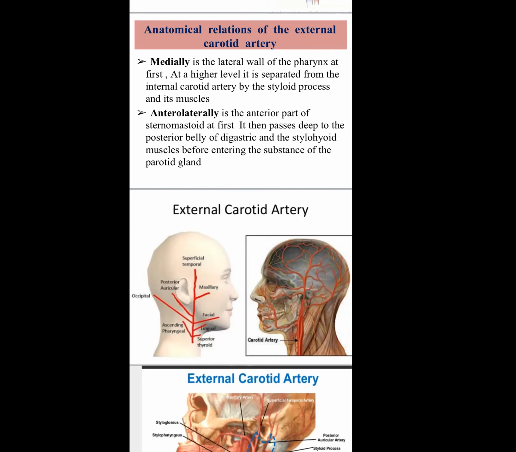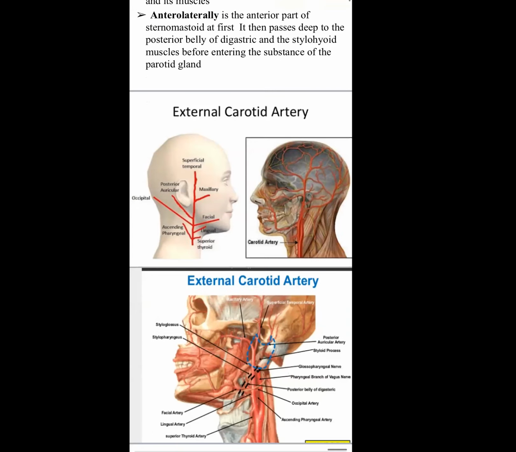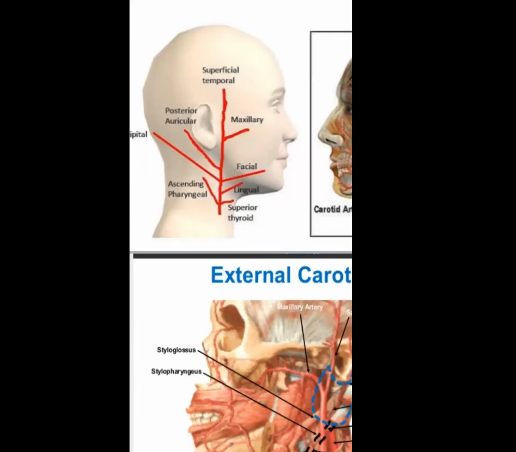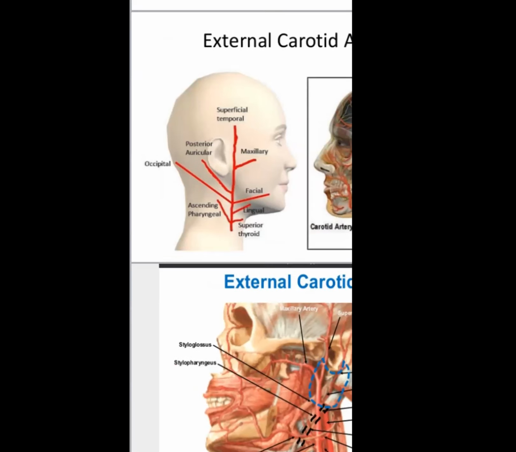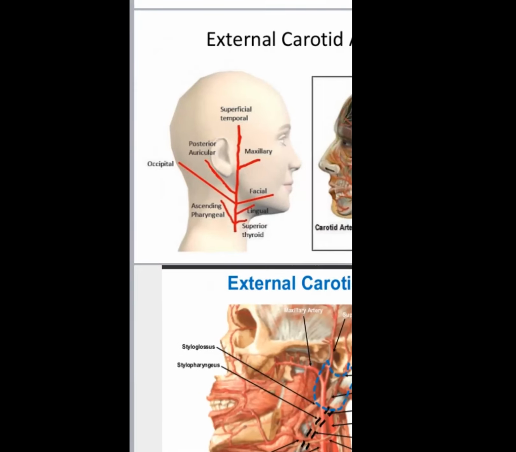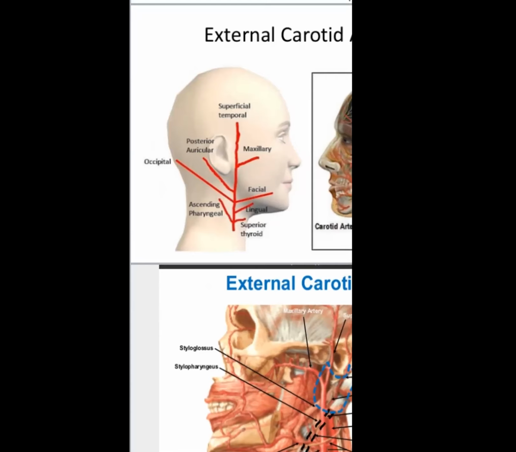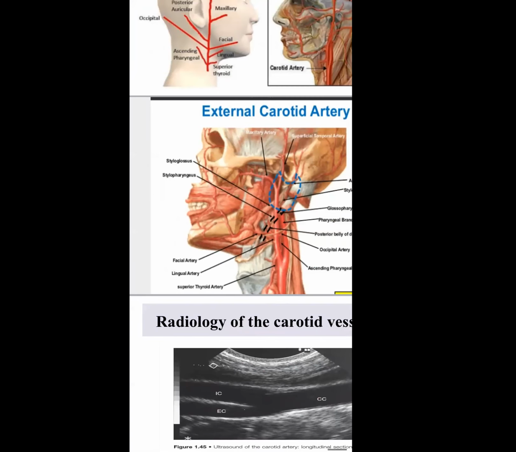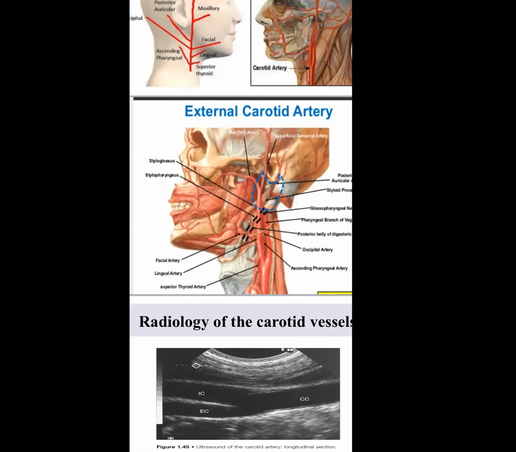The external carotid artery has 8 branches, unlike the internal, which, as we said, has no branch during its course in the neck. The first is the superior thyroid, second ascending pharyngeal, third lingual, fourth facial, fifth occipital, sixth posterior auricular, then maxillary, and the superficial temporal. This is another picture showing the branches of the external carotid artery: the superior thyroid artery, ascending pharyngeal, lingual, facial, occipital, superficial temporal, and maxillary artery.